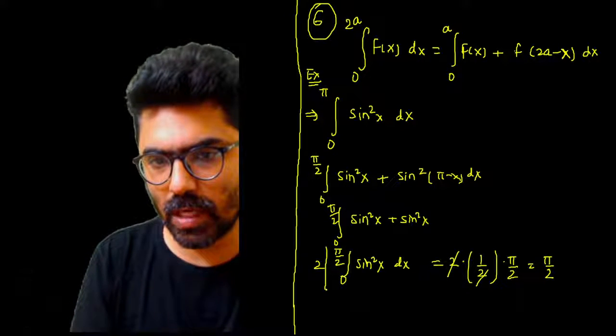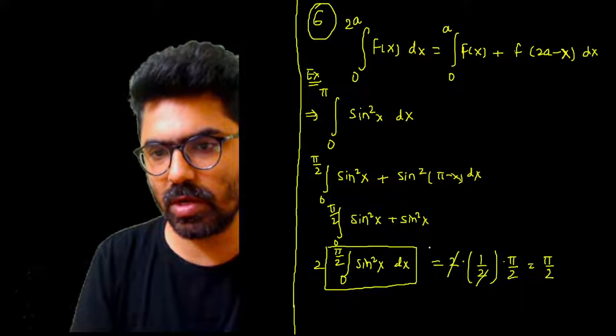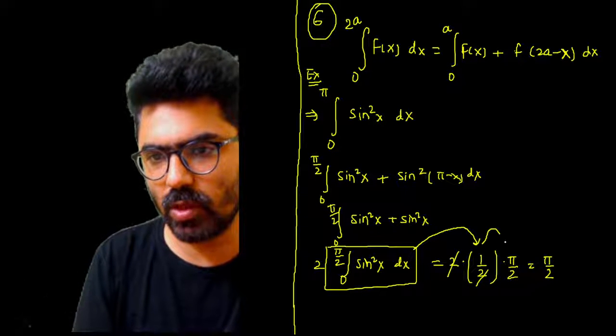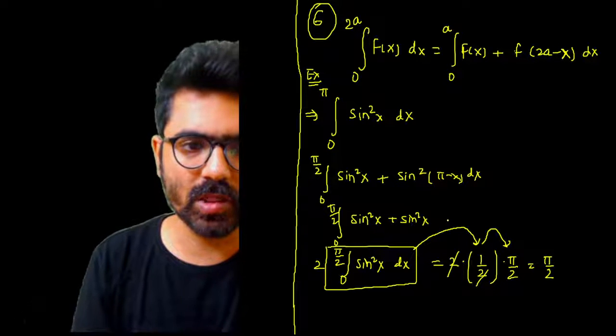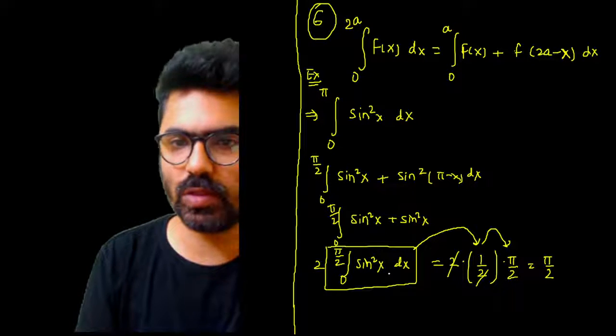For sine square x from 0 to pi by 2, using Wallis theorem or reduction formula, we can write 1 by 2 into pi by 2. I'll try to take the reduction formula in the next slide that we have used here.